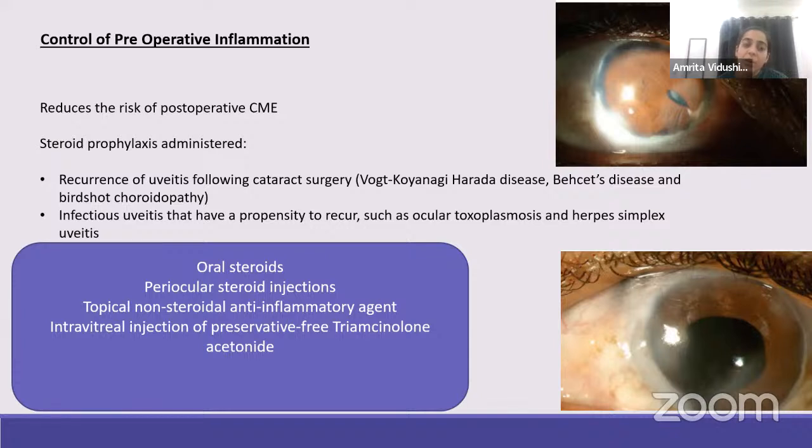It is really important mainly in two cases: in which we are suspecting a recurrence of uveitis following cataract surgery, and also in case of infective uveitis, wherever there's a chance that the uveitis is going to recur post-operatively. So again, we have to taper the oral steroids along with periocular steroid injections. And also we can take the help of topical NSAIDs along with intravitreal injection of preservative-free triamcinolone acetonide.